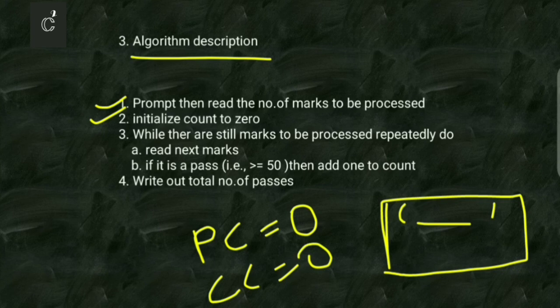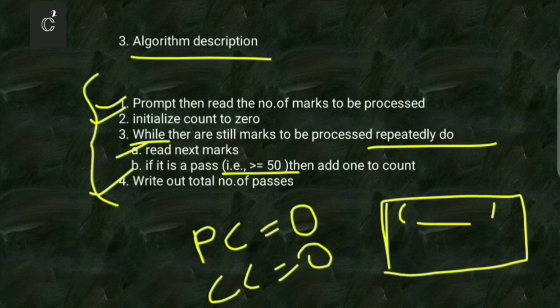Next, we check our while loop condition. Until the while loop goes false, we will be checking the condition and repeating the loop. First, it will read the mark. Next, it will check the criterion of whether it is greater than or equal to 50. If it is true, the count will be incremented and the loop will repeat. Once it is false, it will print the total number of passes. This is how the simple algorithm description is based on the algorithm development.